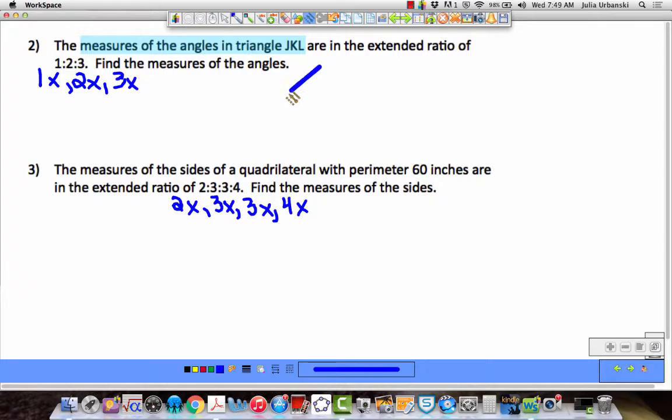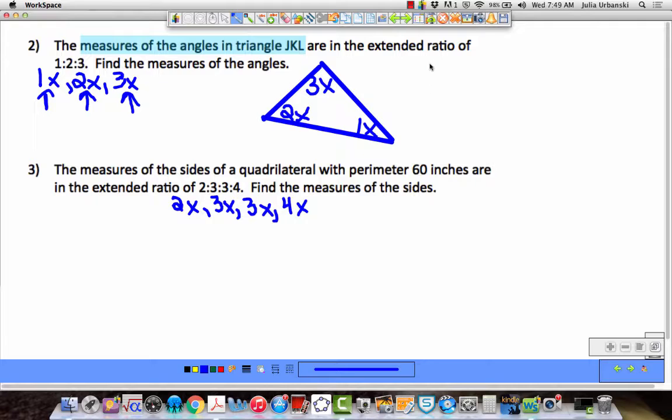Let me see. What if I draw it? One of the angles is represented by 1x. So I'll put that right here, technically the smaller one. And another angle is represented by 2x. See how there's 3 numbers there? There's 3 angles in the triangle. So another angle is represented by 2x. And the last angle is represented by 3x. Sometimes a picture helps, sometimes it's not necessary. It really will depend upon you. You get the idea there? They told us that that's the ratio that they're set up in.